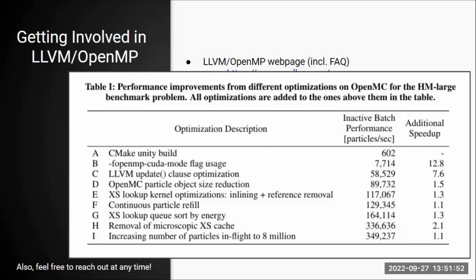We could start talking now. More things were added afterwards, but that was after 2 weeks of going back and forth. The first thing we did was a CMake Unity build, with a speedup of almost 13x. Does anyone know what a CMake Unity build is?